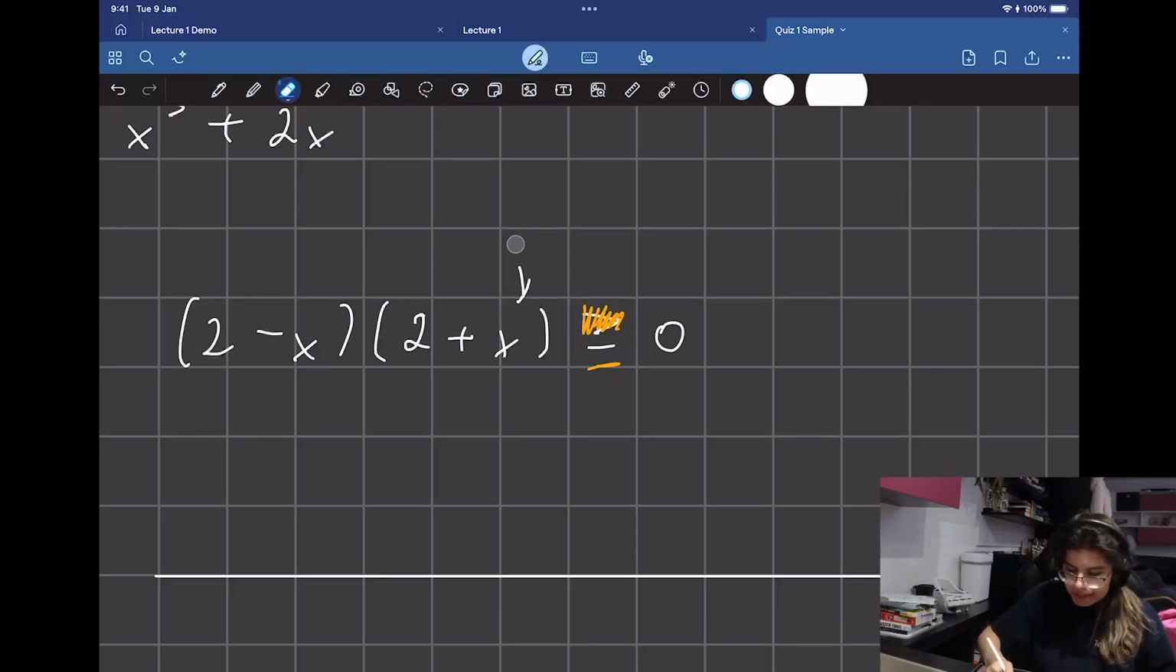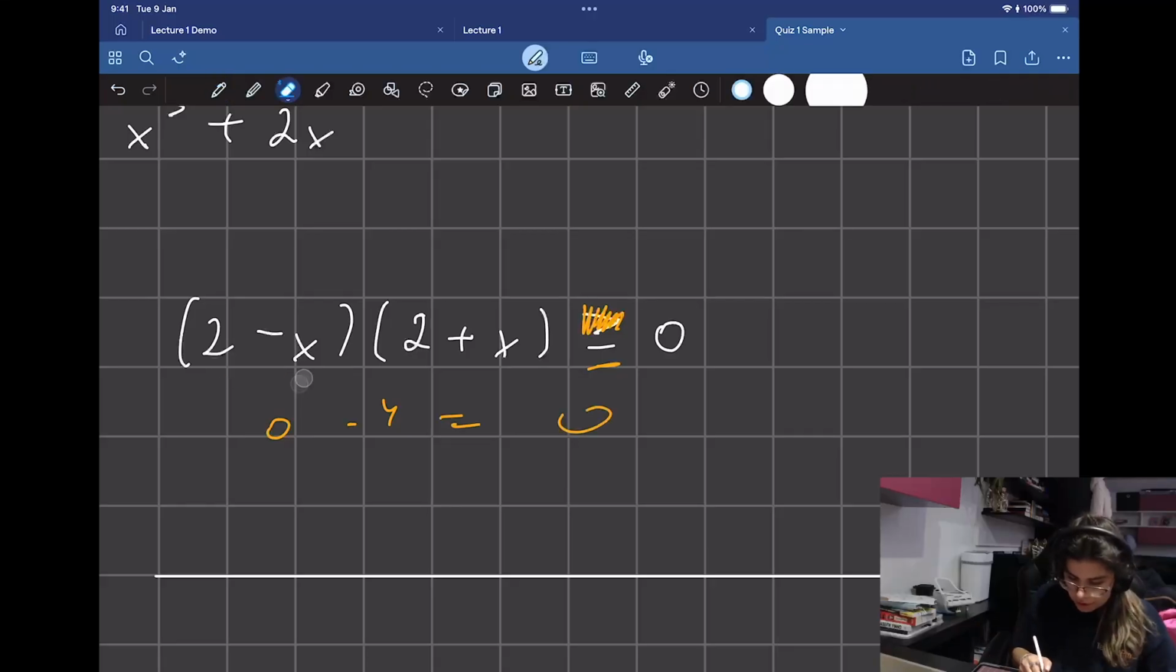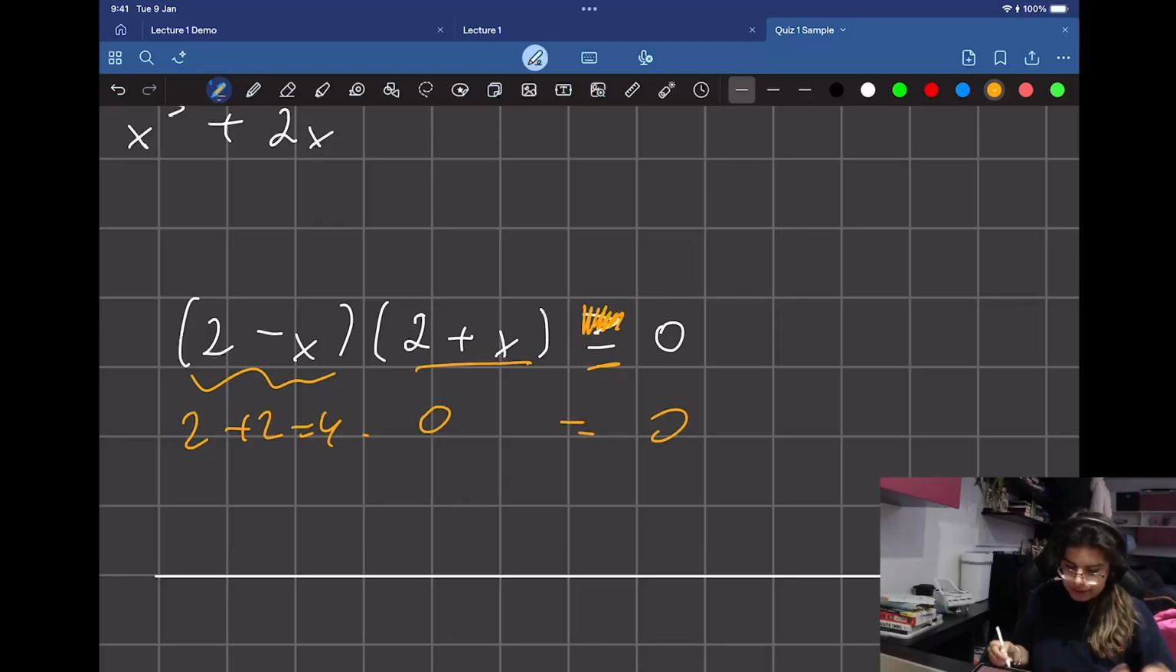Because if you plug in x equals 2, then you're going to have 2 minus 2, which is 0, times 4, which ultimately gives us 0. Or if you were to flip it and use x equals minus 2, then here you would have 2 minus minus 2, which is 4, times 2 plus minus 2, which is 0, and again gives us 0.